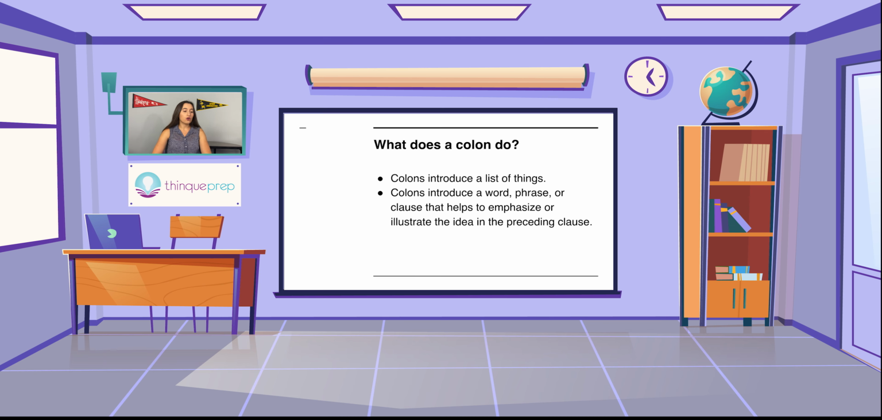You may be asking, what does a colon do? Well, to answer that, a colon has two functions. First, and most commonly, colons introduce a list of things. This is probably where you remember seeing colons used in the past. However, they also have a second function, to introduce a word, phrase, or clause that helps to emphasize or illustrate the idea in the preceding sentence. First, let's take a look at the first function of a colon.